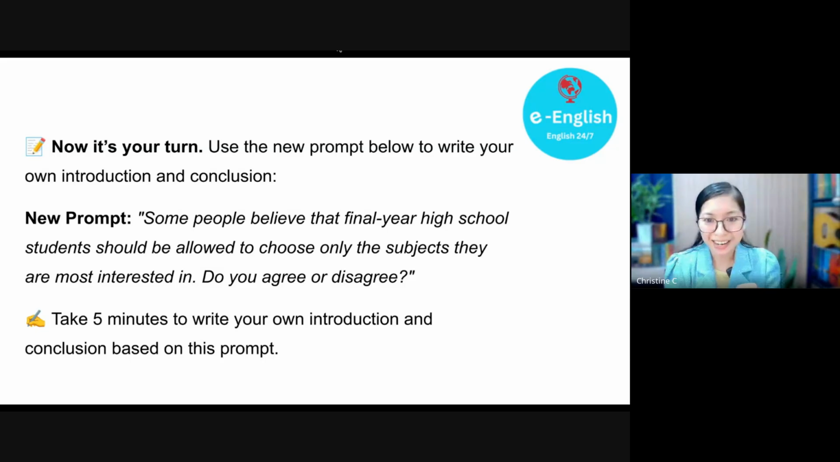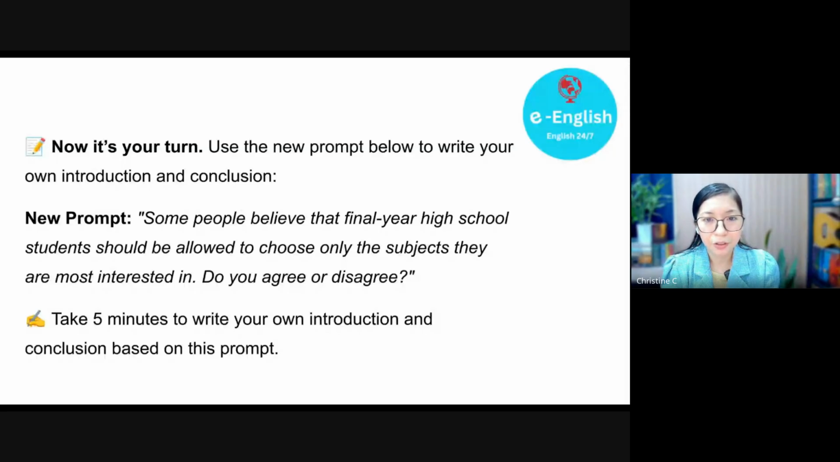Any other ideas? Oh, okay. Tabir also has an idea. So Tabir says, I agree with the idea that final year high school students should be allowed to focus on the subjects that they are most interested in. Okay, so you replaced choose with focus. That is very good. Allowing students to specialize at this stage not only increases motivation, but also better prepares them for future careers or higher education. And then he went on to do the body as well. Very good. So you have firstly, and then to explain it.